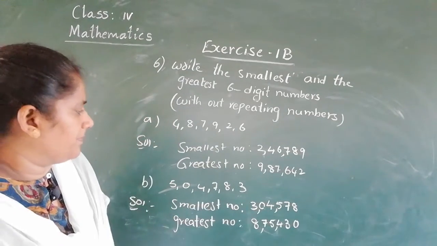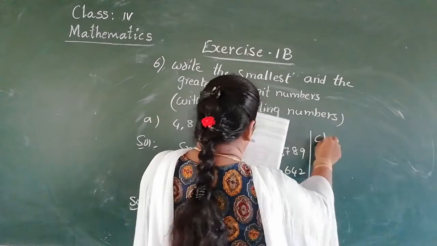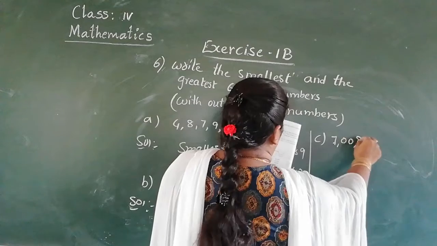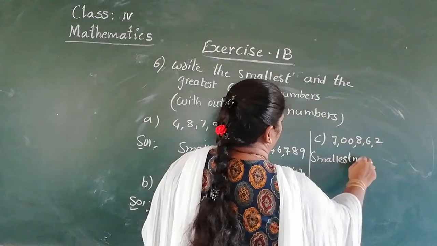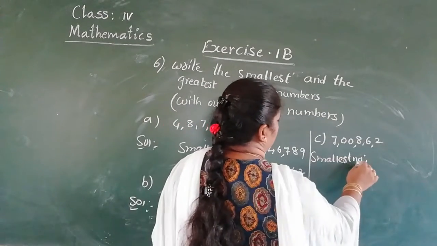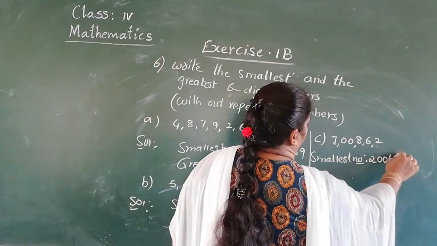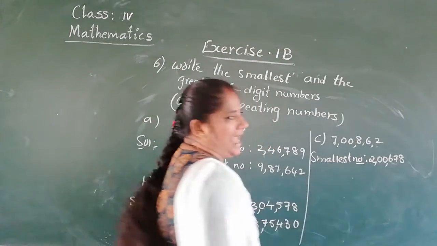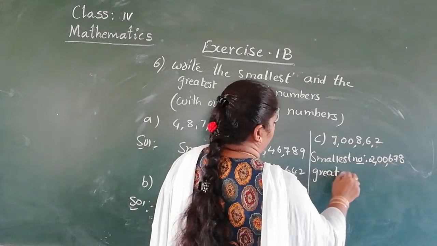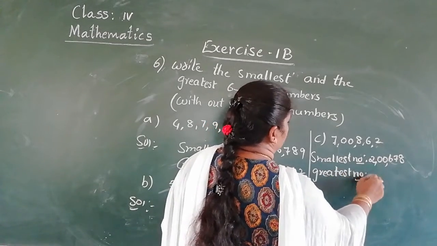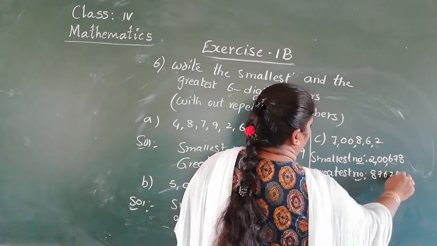Now next problem. I will write here only. C. D you do yourself, Nana. So how to form? Here the 2 zeros are given, Nana. So don't start with 2 zeros. So next smallest number is 2. Then you keep zeros. Okay. 6, 7, 8. So it is 2,678. And greatest number. The numbers are written from big to small. Big number is 8. Next 7, 6, 2, 0, 0.